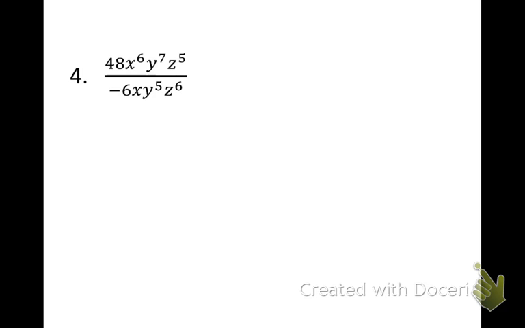Again, number-wise, 6 and 48, divide them both by 6, and I'm going to put my negative sign in the numerator because I know a lot of books don't really like you to keep it in the denominator. X to the 6th, x to the 1st, so when you subtract those you're going to get x to the 5th. Y to the 7th, y to the 5th, subtract those you're going to get y to the 2nd. Z to the 5th, z to the 6th, you get z to the negative 1.